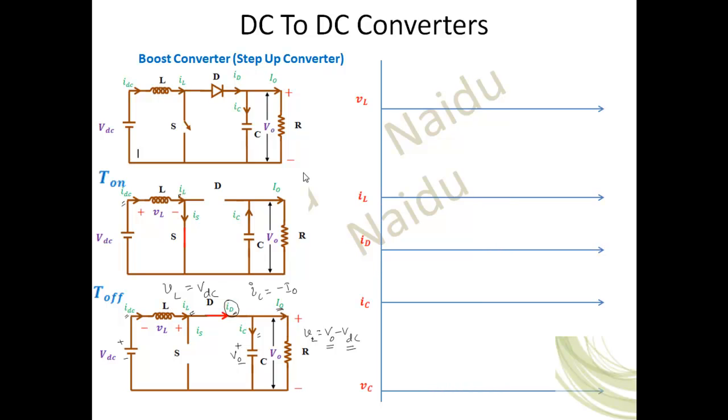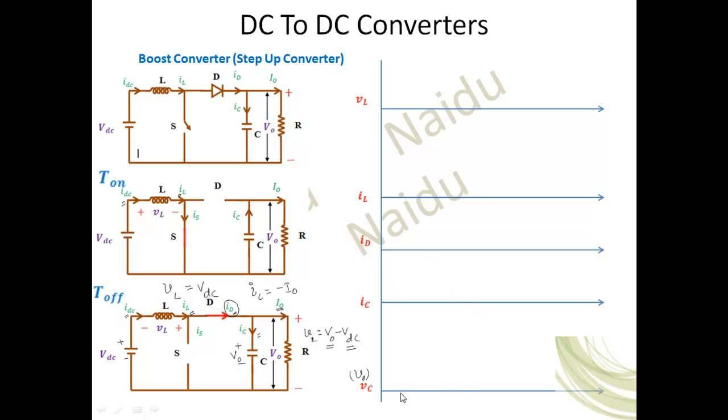Okay, so in case of the buck converter we discussed only 4 waveforms, but here we require a 5th waveform, that's the diode current. So: voltage across the inductor, then inductor current, then diode current, then capacitor current, and finally capacitor voltage. Capacitor voltage is nothing but V0. So you can take this one as V0 also because both are the same. Okay, so that's what.